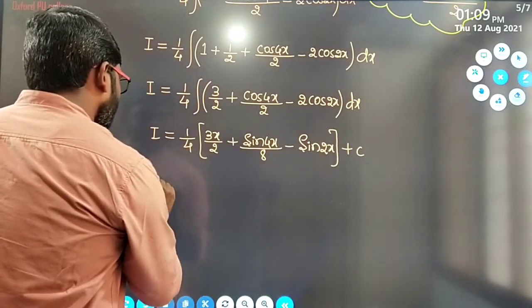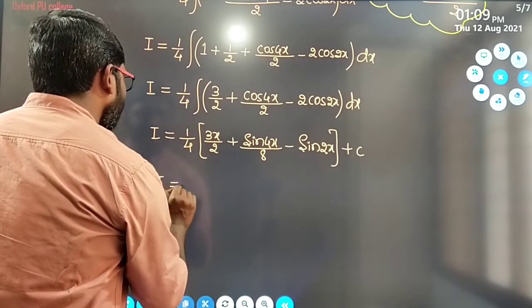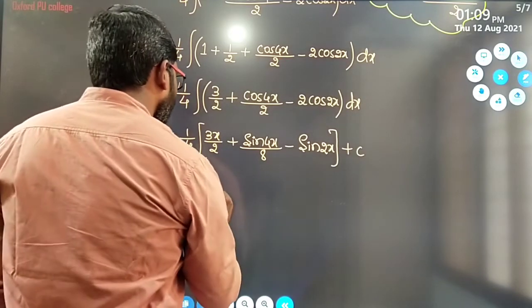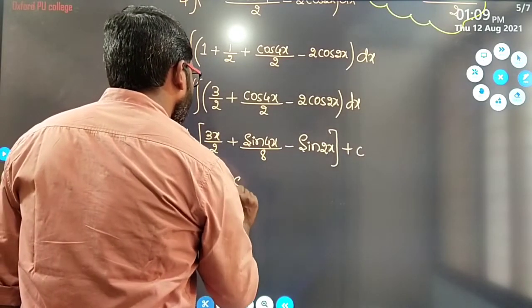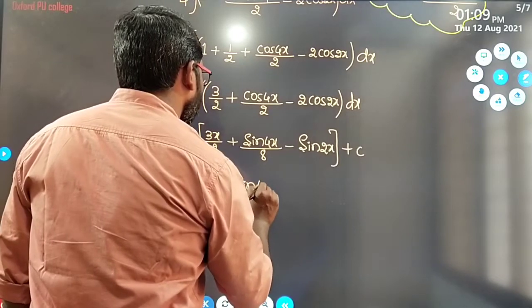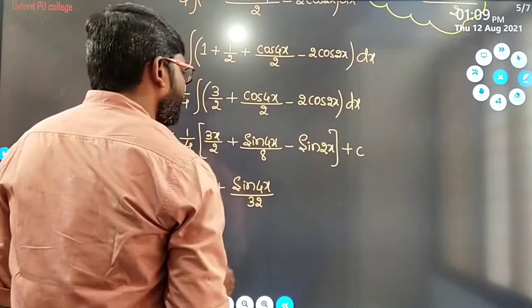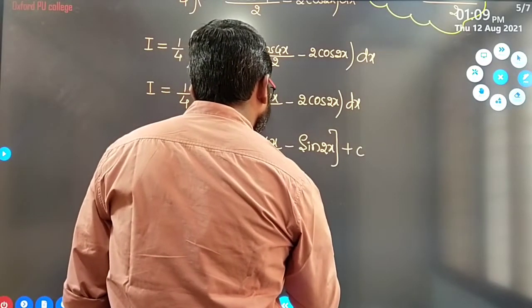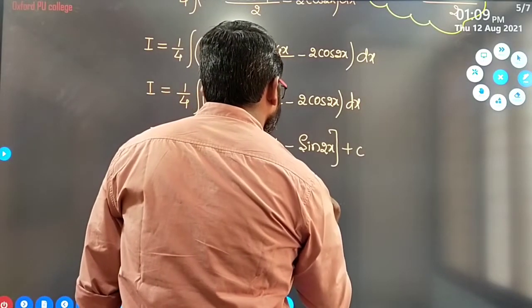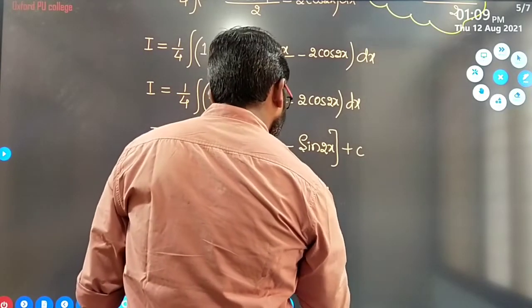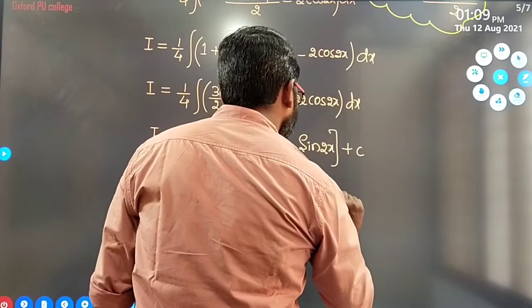So I, which is equal to, overall what we get, 3x by 8 plus sin 4x by 32, then minus sin 2x by 4, plus c.